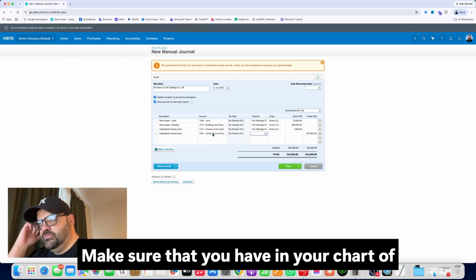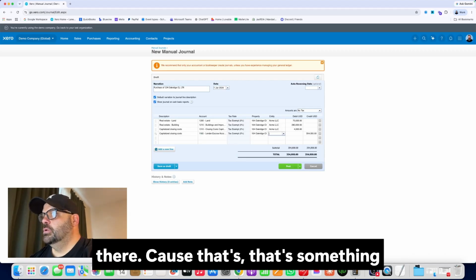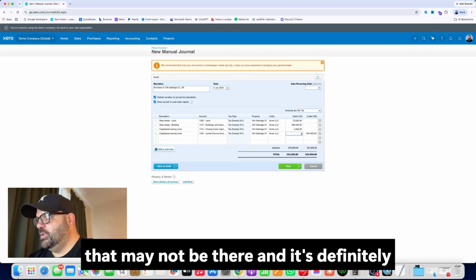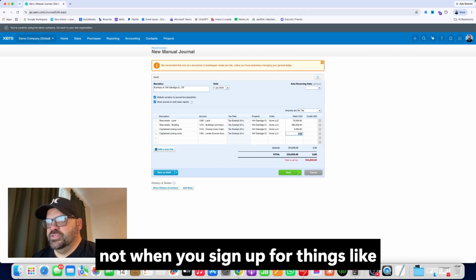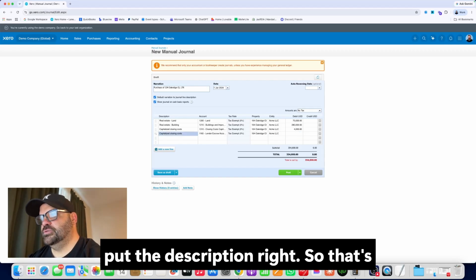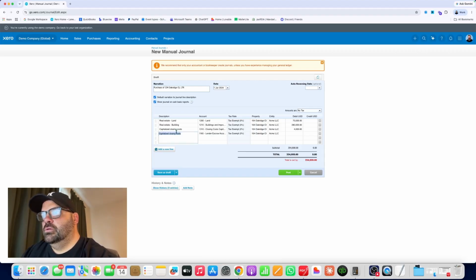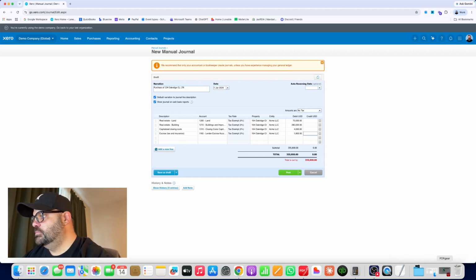Make sure that you have in your chart of accounts an escrow account there, because that's something that may not be there, and it's definitely not when you sign up for things like Xero. Let me make sure that we put the description right. So that's escrow. That was 1,800.